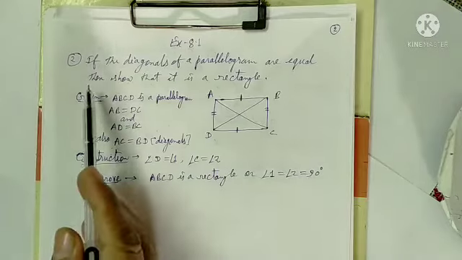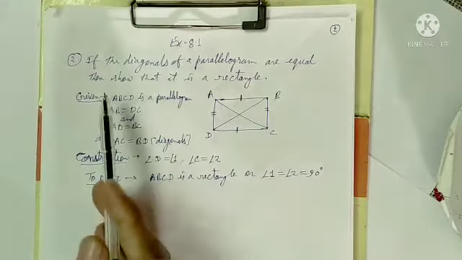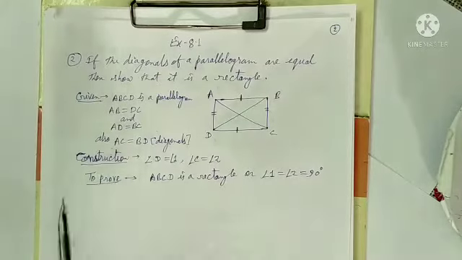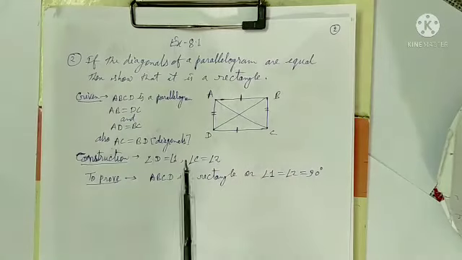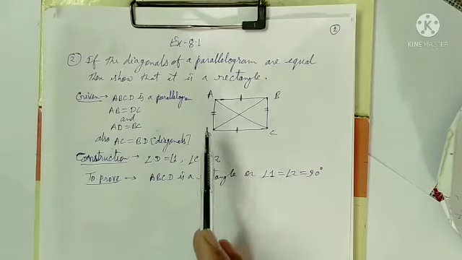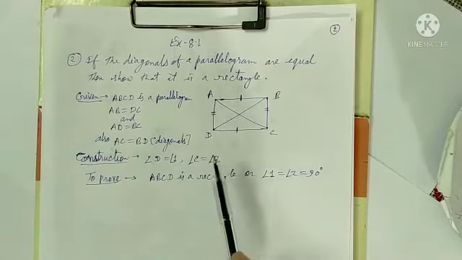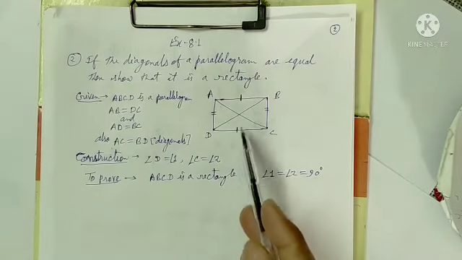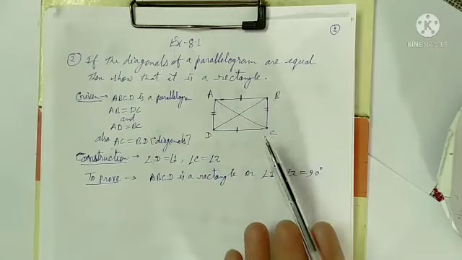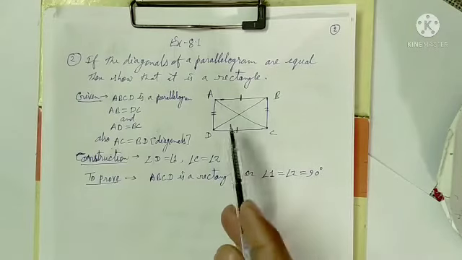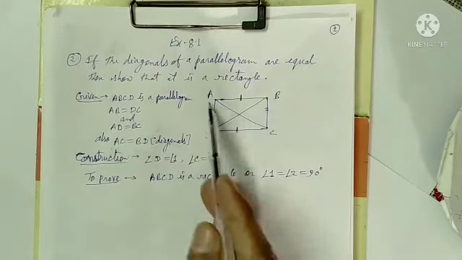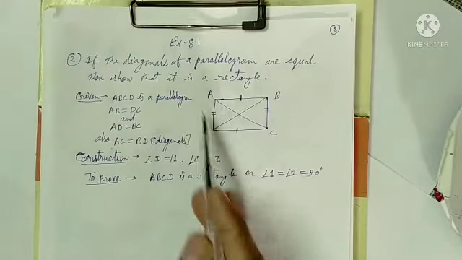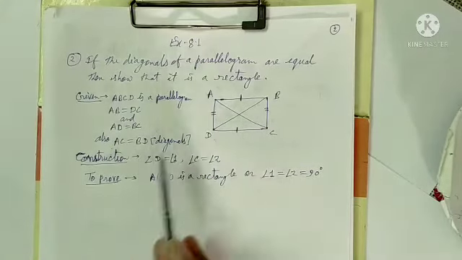Question number second. If the diagonals of a parallelogram are equal, then show that it is a rectangle. So students, first of all, we have drawn a figure ABCD because we want to prove this is a rectangle. And suppose this is not a rectangle now, this is only a parallelogram. You know the property of a parallelogram, that opposite sides are equal and parallel. ABCD is a parallelogram, so AB is equal to DC and AD is equal to BC. Opposite sides are equal, we have written.